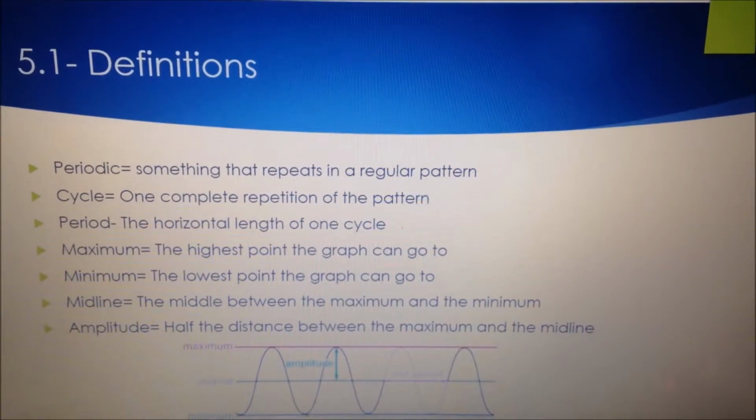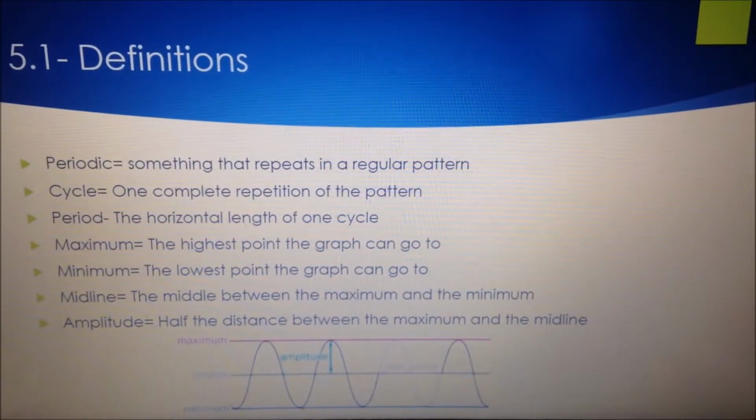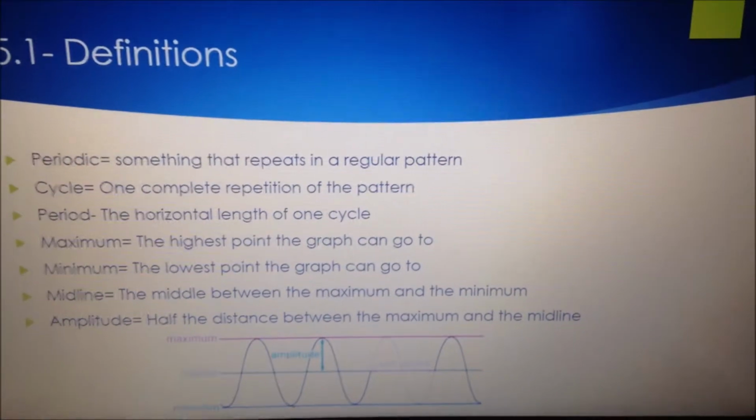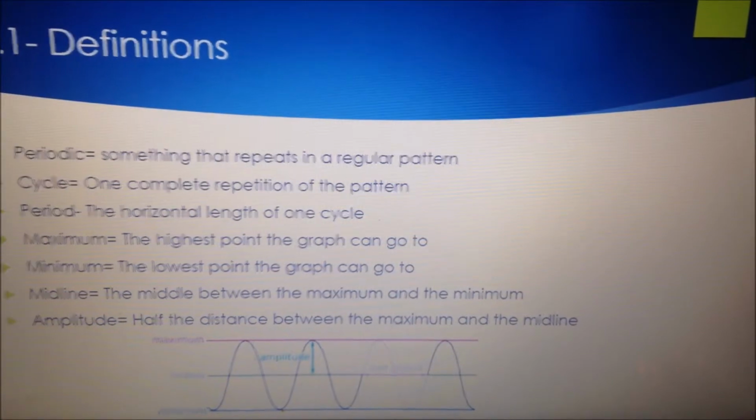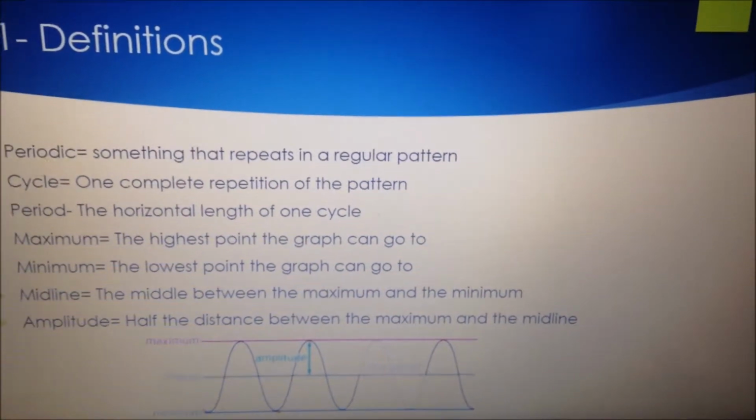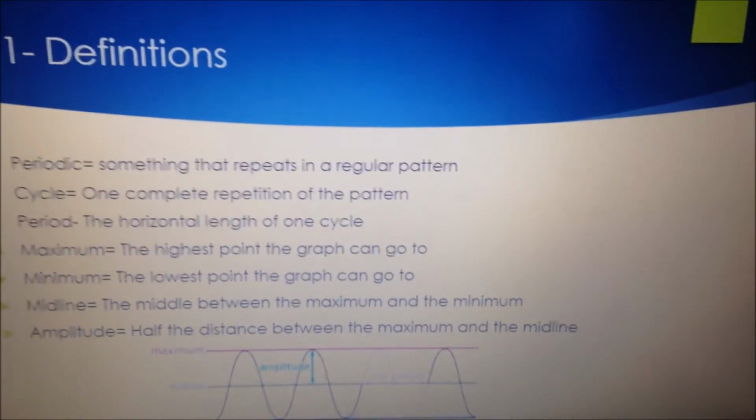between the maximum and the minimum, and then we have the amplitude, which is half the distance between the maximum and the midline. So you could take a look at that graph right here. We could tell the maximum is at the fully top of the graph, the minimum is at the fully bottom, and then we have the midline, and then we have the period and the amplitude.